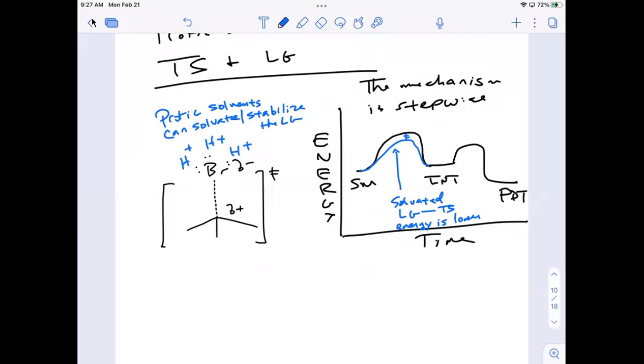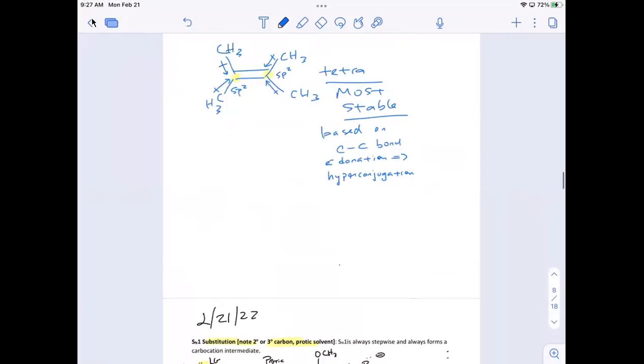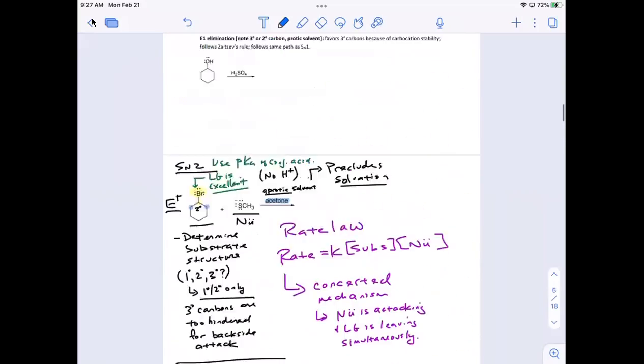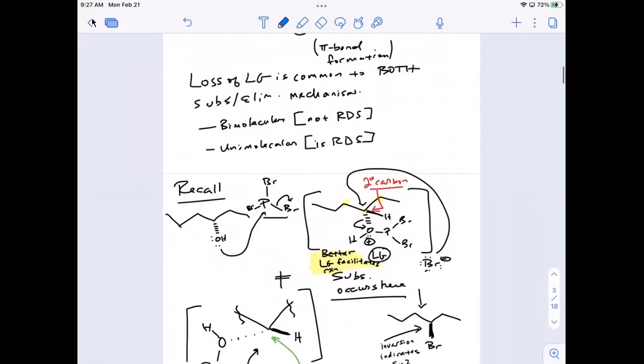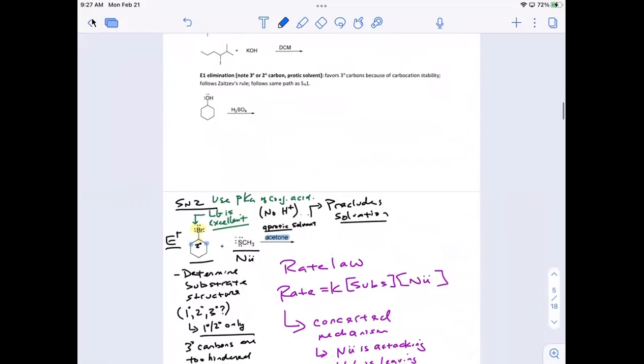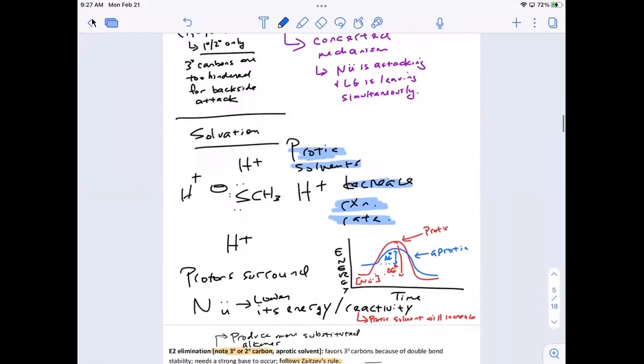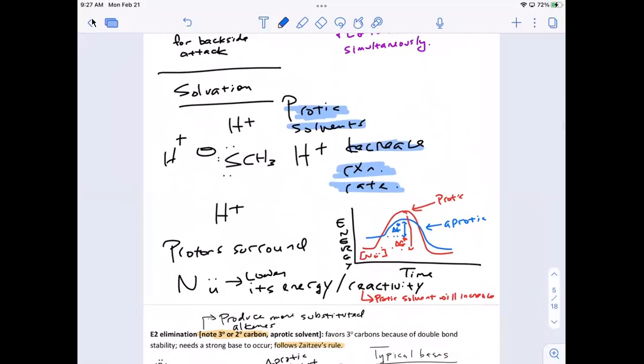I have a question. Go ahead. Can you re-explain why solvating the leaving group in SN2 reactions is a bad thing? Oh yeah, let me just go back to that page. So with the SN2, remember we said that the nucleophile was a part of the rate law. So it's k times the concentration of the substrate times the concentration of the nucleophile.